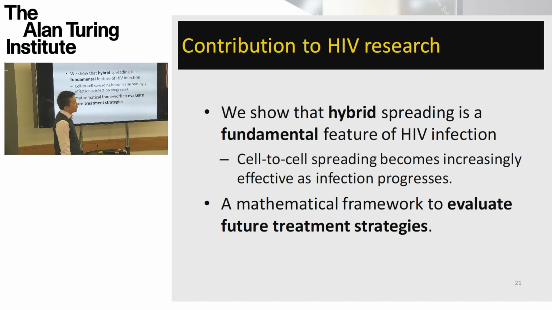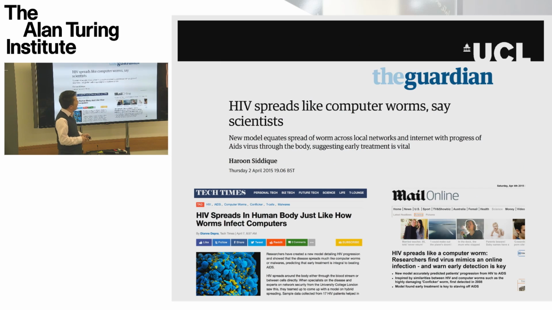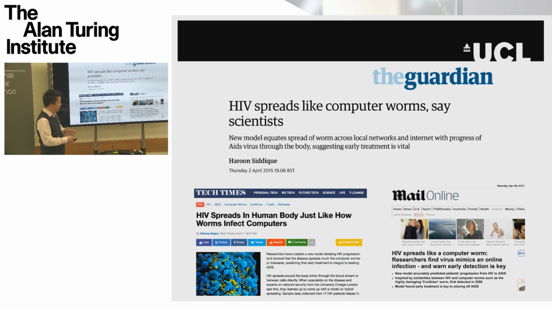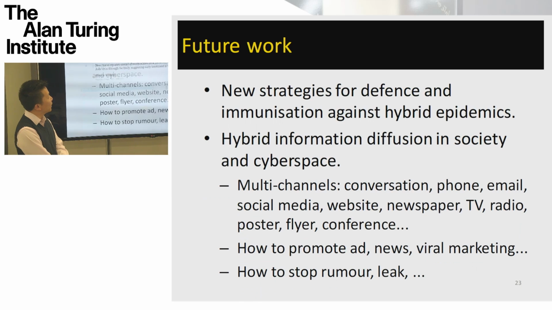And more importantly, this is the first mathematical framework that can allow us to reliably evaluate future treatment strategies. Yes, hopefully that will help to tackle this disease soon. And our work has attracted a lot of media attention in the past few years. If you search for HIV spread and the Conficker worm, you will find perhaps 20 or 30 newspaper articles on this work.